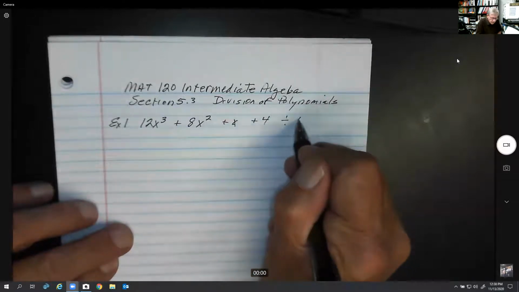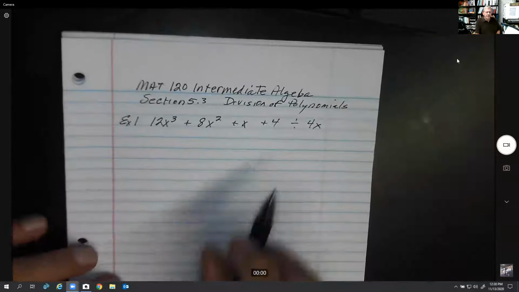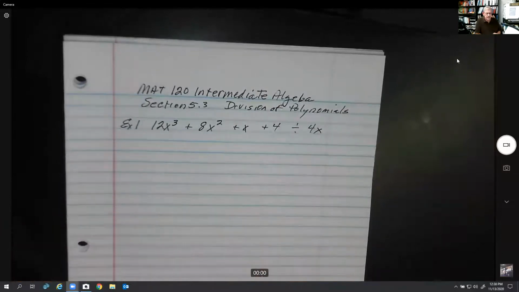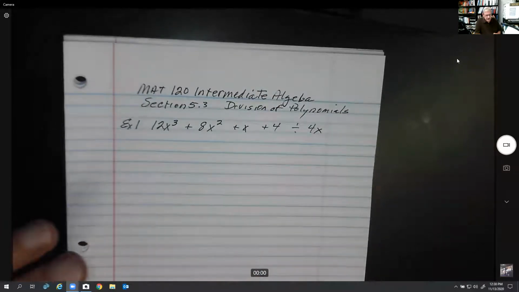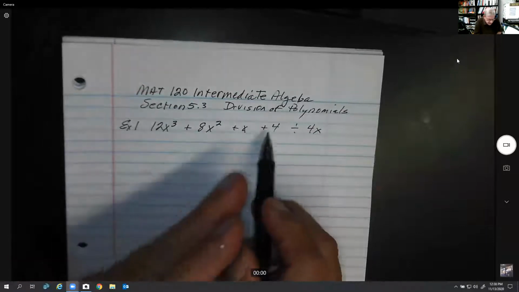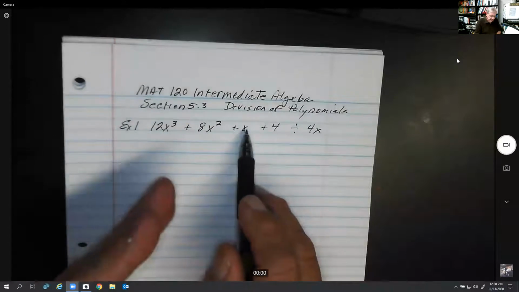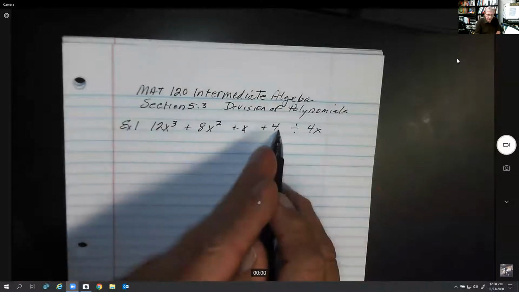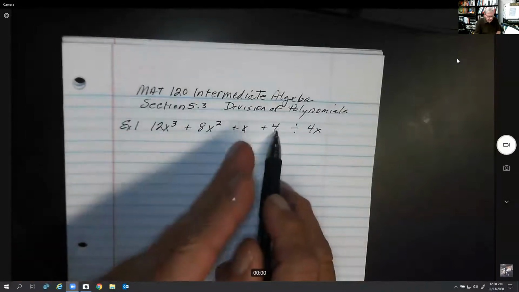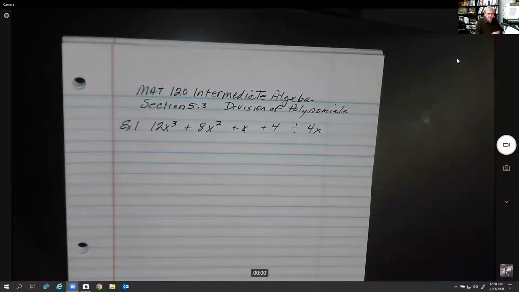divide this by 4x. Dividing by a term like this is almost like factoring out, but it's not quite the same thing, because you could not factor a 4x out of here. You can't take an x out of everything, and you can't take a 4 out of everything, but we're going to try to take out a 4x. And the way we do it is quite simple.